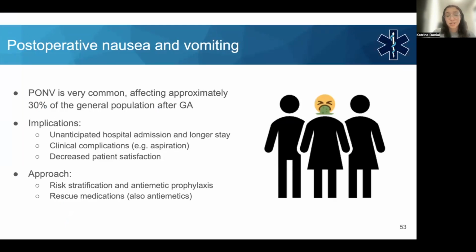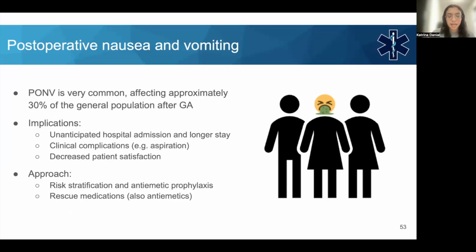So patients often feel very, very terrible. It traumatizes them, or it causes them to have quite a negative experience of their surgery. It can cause their hospital stay to be prolonged. And it can also put them at an increased risk of complications. For example, somebody can get an aspiration. Okay. So how we can prevent and treat this depends on the patient.